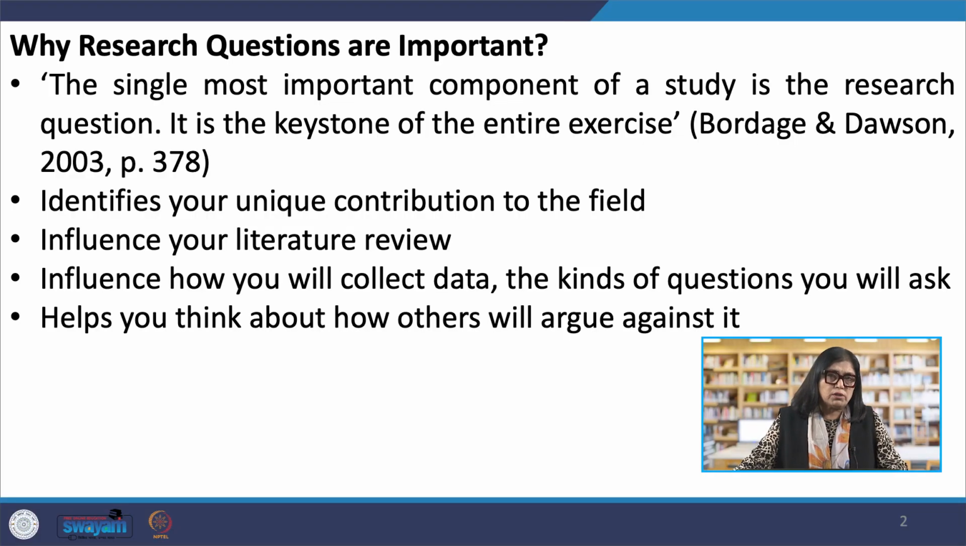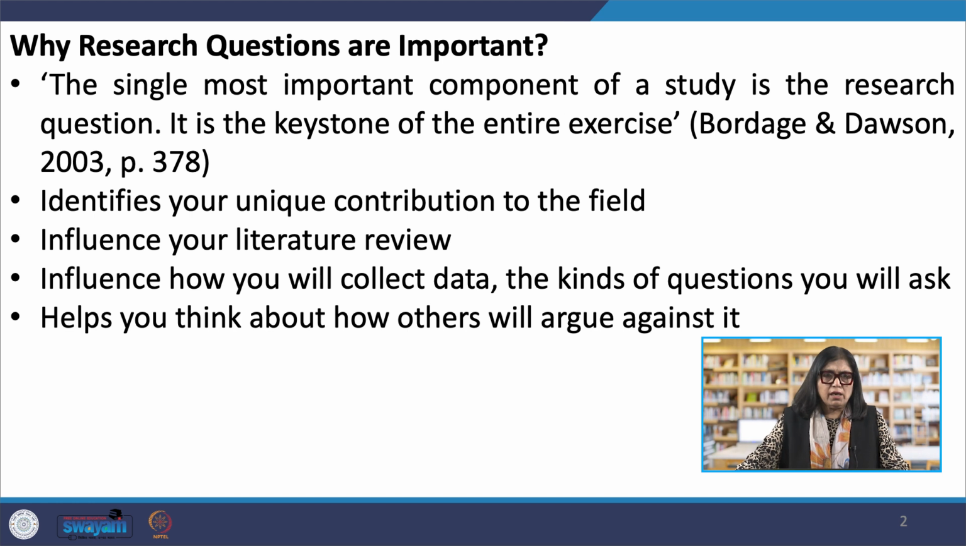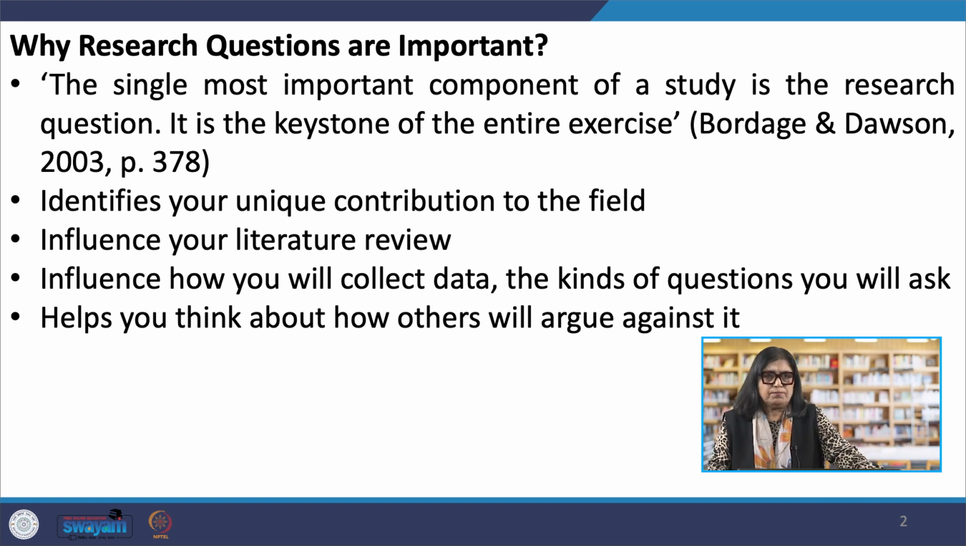Why are they important? Means the questions, framing of question. The single most important component of a study is the research question. It is the keystone of the entire exercise. It identifies your unique contribution to the field, influences your literature review, influences how you will collect data, the kinds of questions you will ask, and helps you think about how others will argue against it.